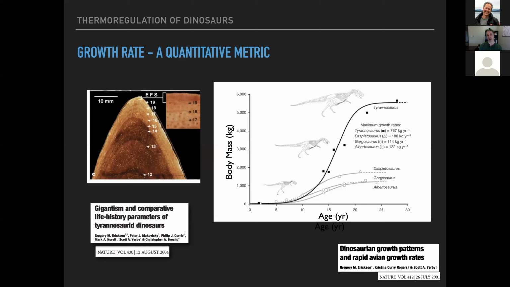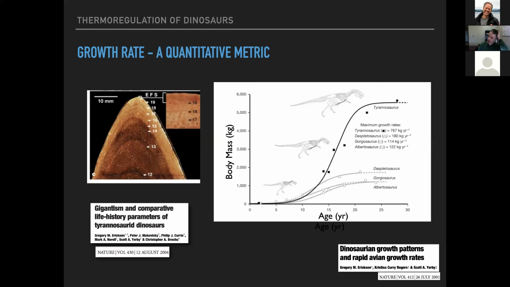We can count the rings and age them. And then the size of the rings tells us how much weight they're supporting. So we can put that together and figure out their body mass over their lifespan and get a growth curve. And a typical growth curve is this S-shaped curve. You start slow, you speed up, and then you slow down again. And then we can compare that to other dinosaurs, but also to mammals and birds and reptiles. Now, there's a lot of different growth rates along the curve, but we can standardize it by picking the steepest part of the curve and getting the maximum growth rate.